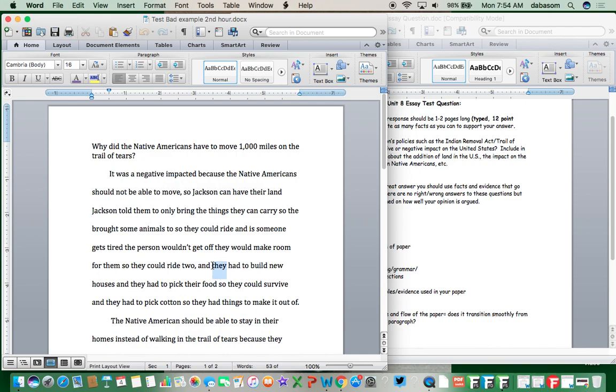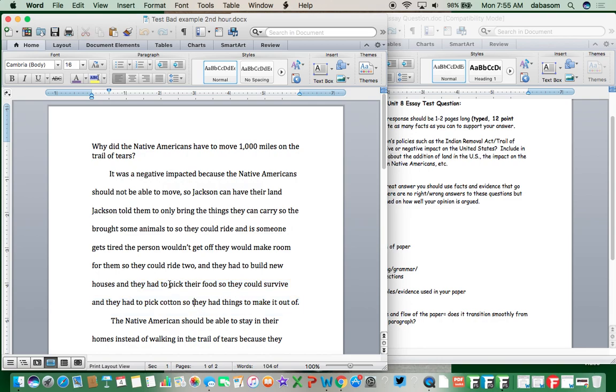Are we talking about the Native Americans? Are we talking about the soldiers? Are we talking about people who lived where they were going? Are we talking about new houses on the land that the Native Americans had? I'm confused. And they had to pick their food so they could survive. And they had to pick cotton so they had things to make out of it.